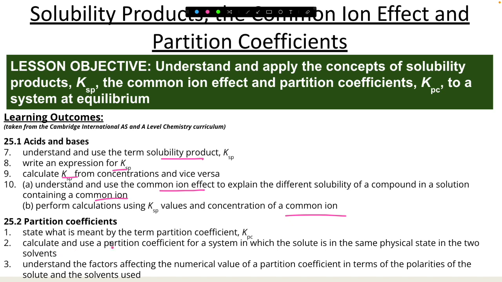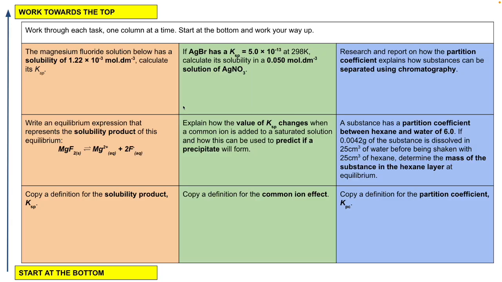We then looked at partition coefficients: stating what is meant by the term partition coefficient, calculating and using the partition coefficient for a system in which the solute is in the same physical state in the two solvents, and understanding the factors affecting the numerical value of the partition coefficient in terms of the polarities of the solute and the solvent used. Task for this lesson, if you want to consolidate, pause one column at a time from the bottom to the top.